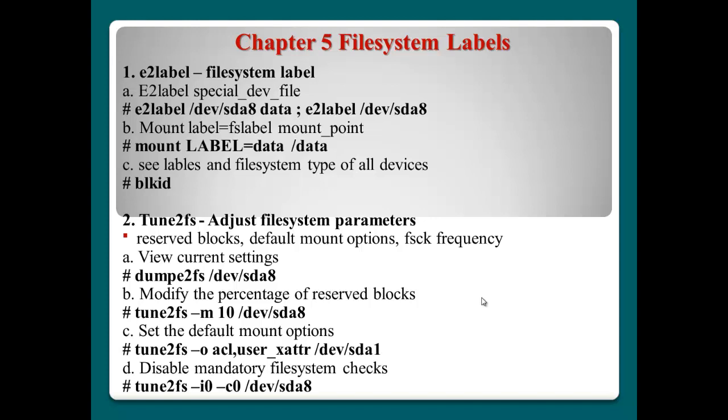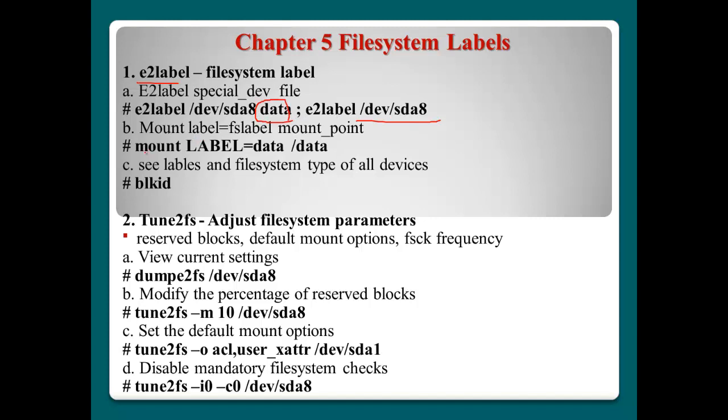Okay, let's start chapter 5, file system labels. In the previous video, I created two file systems, but these new file systems don't have names. To create a new name for a file system, we can use e2label. For example, e2label /dev/sda8 data. In this case, /dev/sda8 will have the name data.